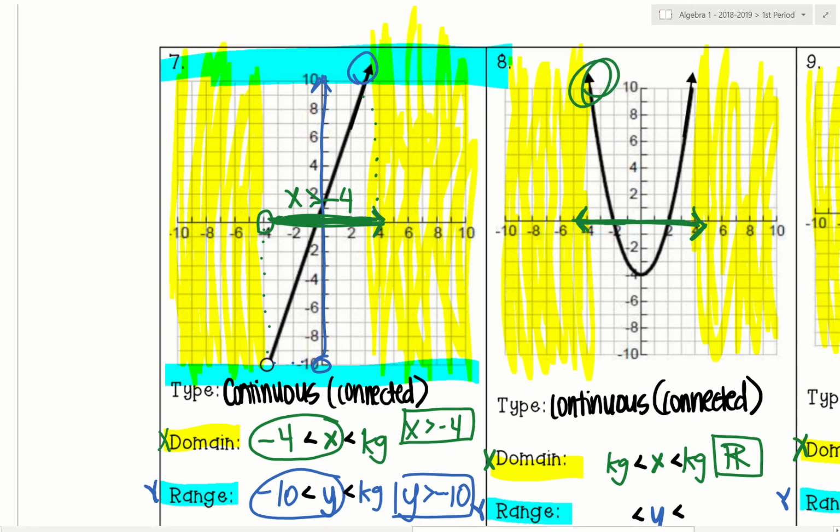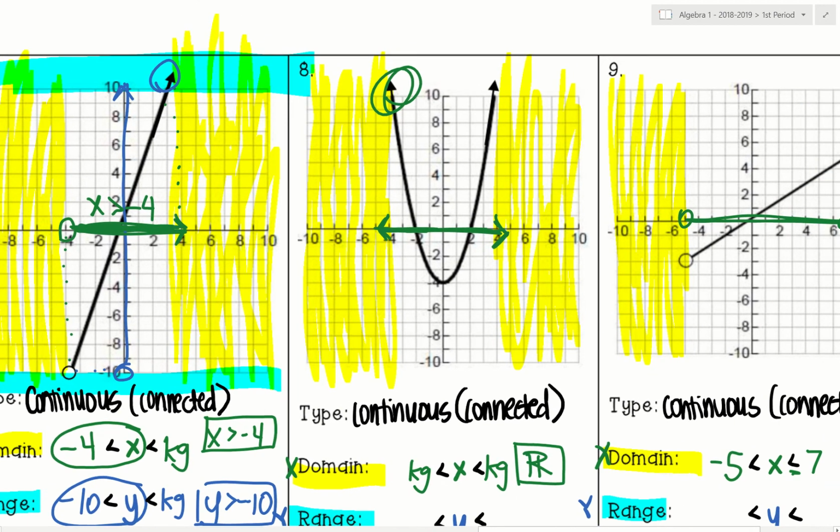Y'all are getting quiet on me, but this is the main, vast majority of the test. So make sure you understand what's going on.